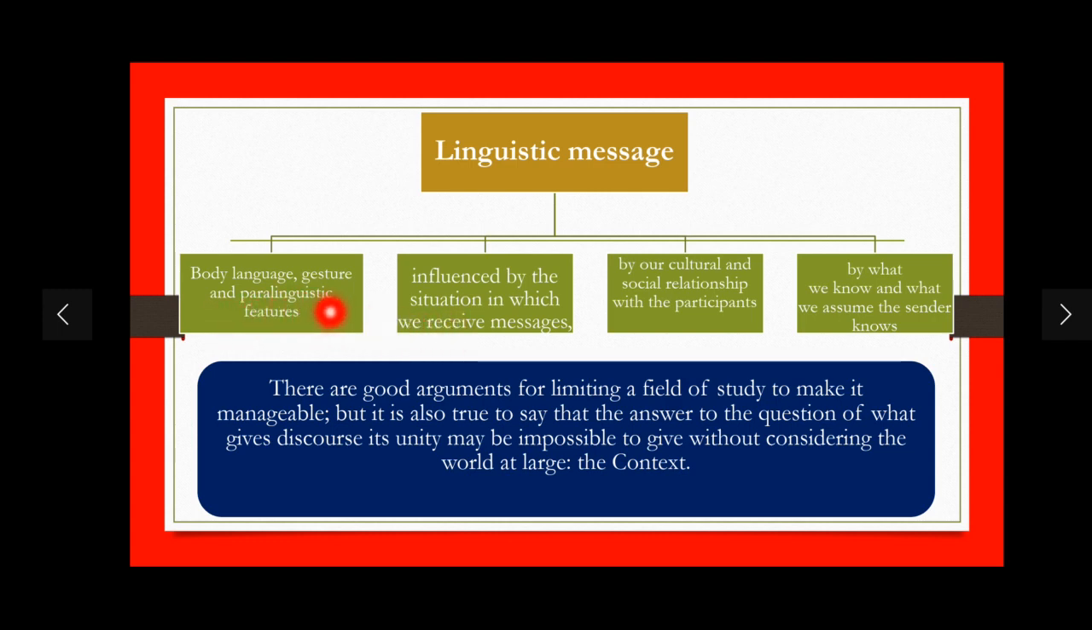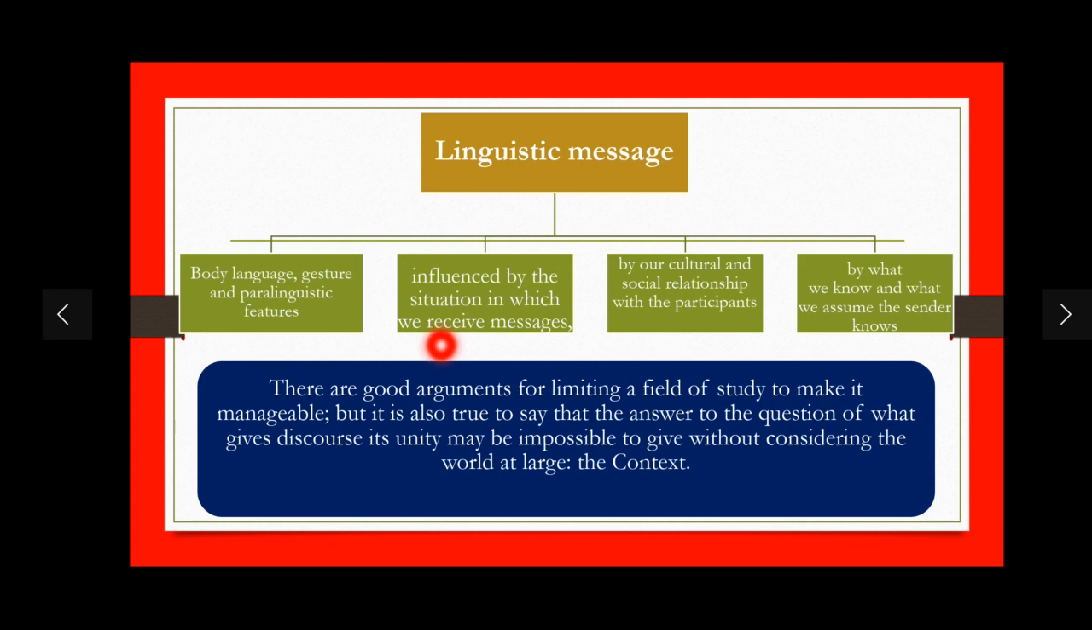Besides body language, gesture, and paralinguistic features, we are also influenced by the situation in which we receive a message. Like in what kind of situation we are. We may be happy, we may be sad, we may be nervous, we may be excited, we may be in the office, we may be in the market, or we may be driving. So, what is the physical context, or what is the situation in which we receive a message?